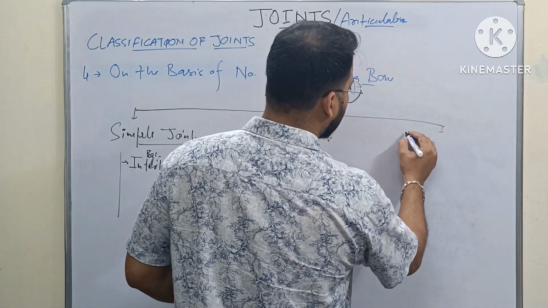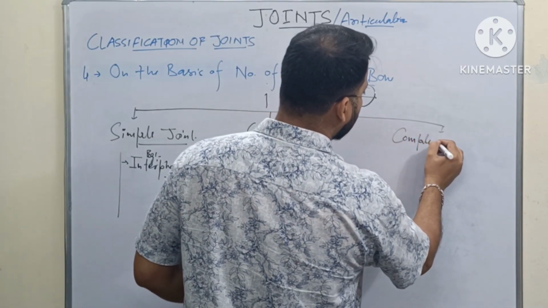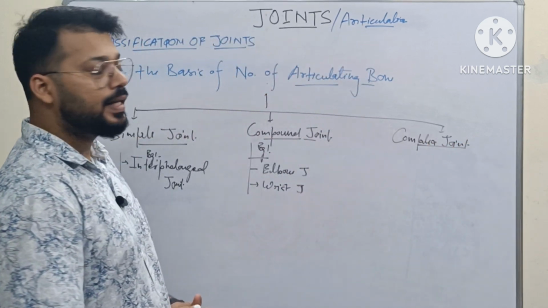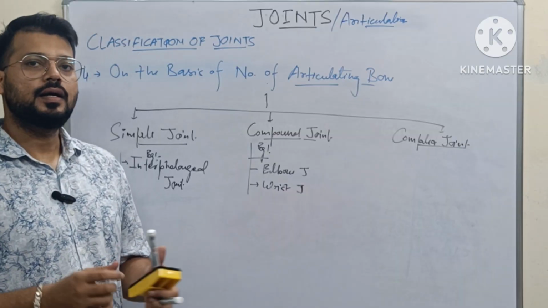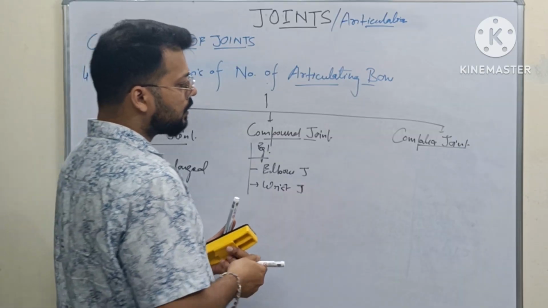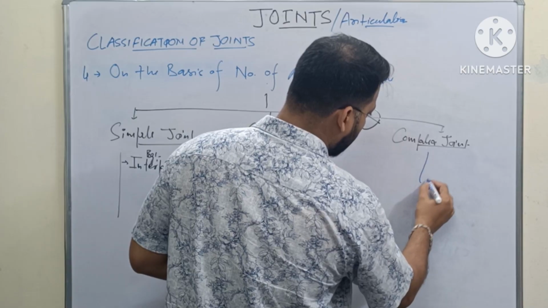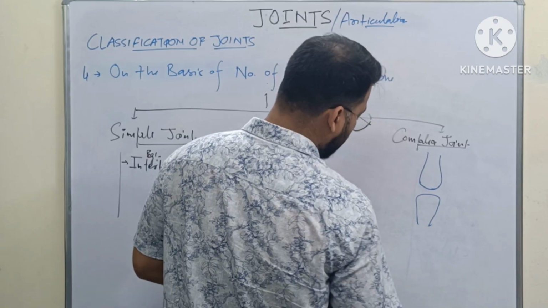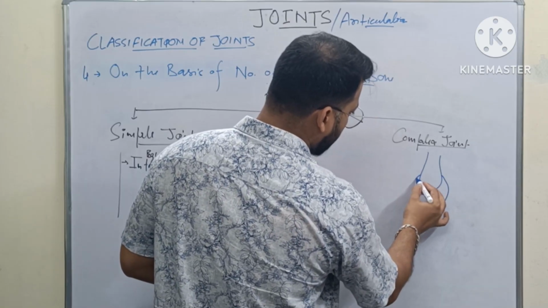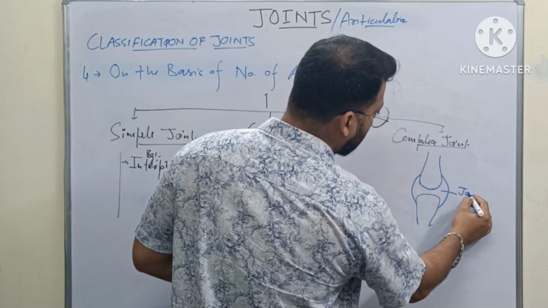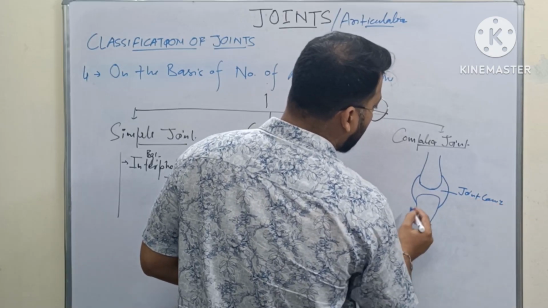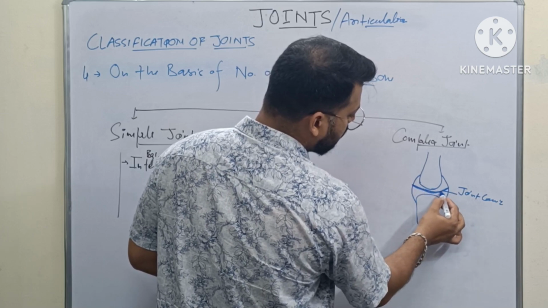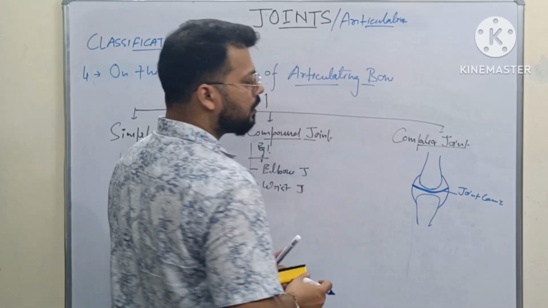And third is complex joint. Complex joint means when the joint cavity is divided by an articular disc. If we draw the diagram, then this is one bone and this is another bone. This is the fibrous capsule and this is the joint cavity. When this joint cavity is divided by an articular disc, okay, then it is called complex joint.